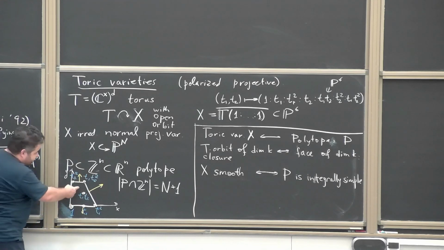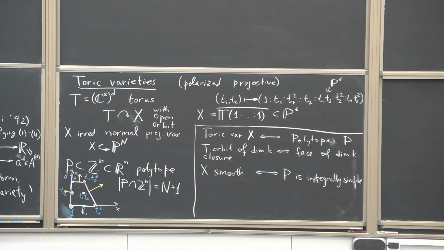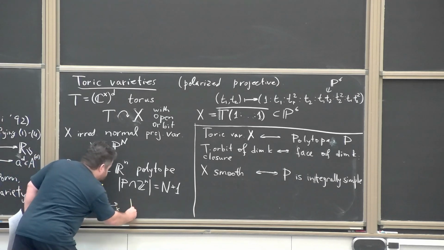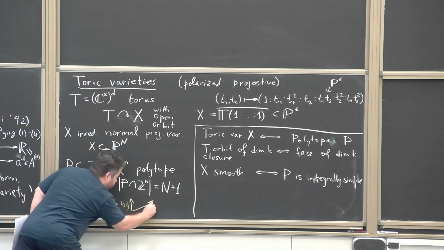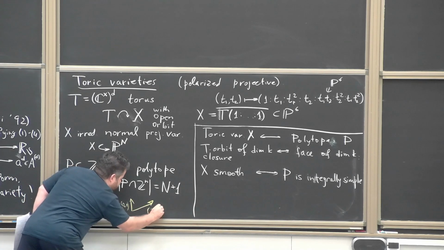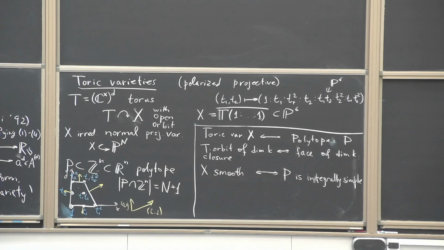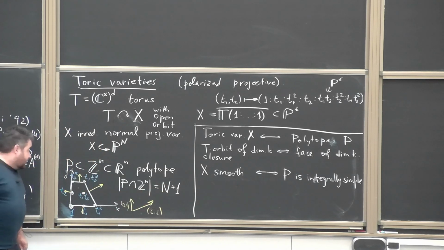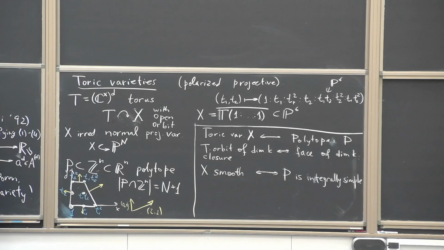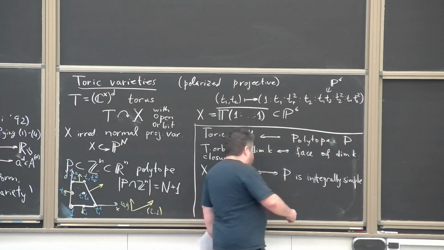So, for example, this corresponds to a non-integrally simple polytope because I have a vector (0,1) and a vector (2,1). They do not generate the whole lattice, only half of it, only nodes with even x coordinate. So this is not a smooth variety.